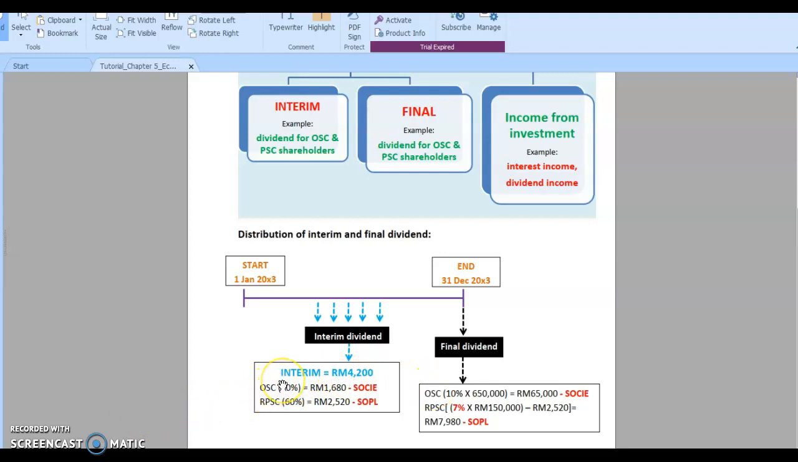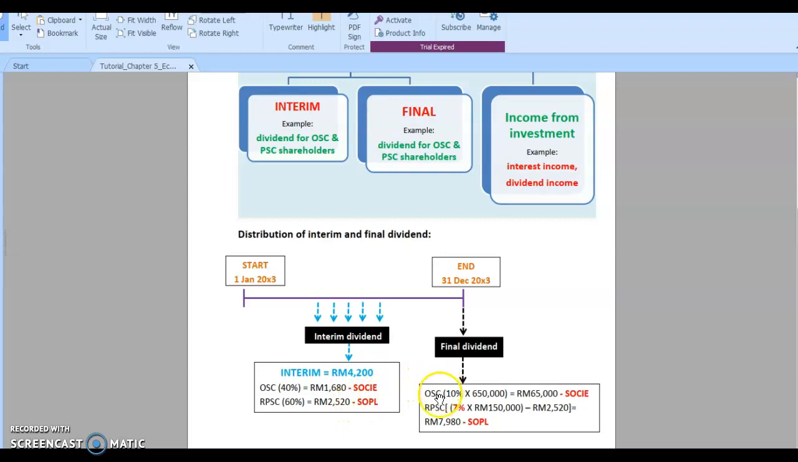First, we start with the interim dividend. The total interim dividend for the year is 4,200. Therefore, we have to break it down into OSC and RPSC. OSC, as mentioned in the question, is represented by 40%. Therefore, the amount is 1,680 ringgit, while the balance represents RPSC. The interim dividend for OSC will be reported under the statement of changes in equity, as it is a distribution of profit, while the dividend for RPSC will be reported under the statement of profit or loss, because it is one of the finance costs of borrowing of the company.